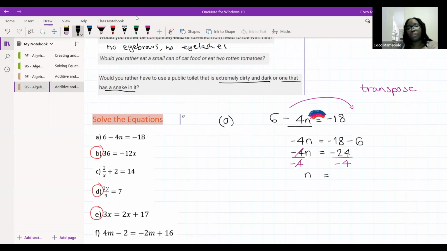Negative 24 over negative 4. Ma'am, my calculator is giving me 6. It is 6, my sweetie, because a negative and a negative will give us a positive. And then 24 divided by 4 will give us 6. That's why your calculator is saying 6, because your calculator is right. All right, does that make sense? Excellent, my sweetie.